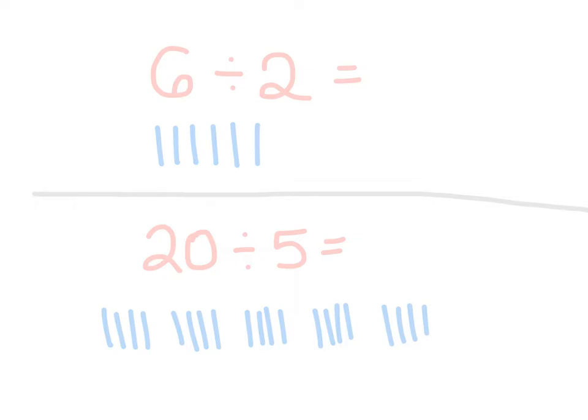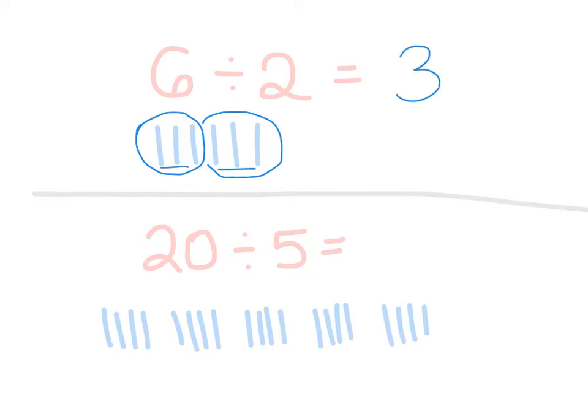Before we do that, I want to look at a simpler problem. Up at the top, we have 6 divided by 2. I know you know the answer is 3, but I want to take a look at one way we can look at 6 divided by 2. So I have drawn 6 lines. I'm going to divide it into 2 even groups. And look, there's 3 in each group.